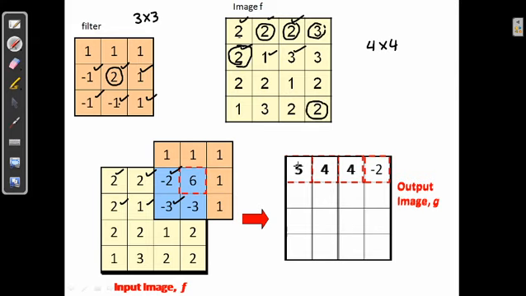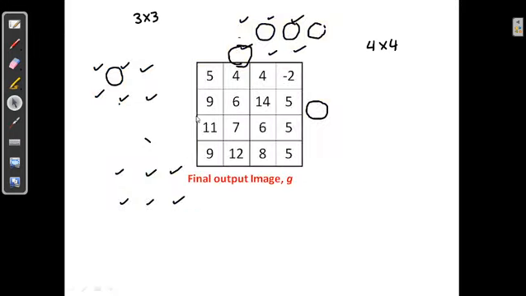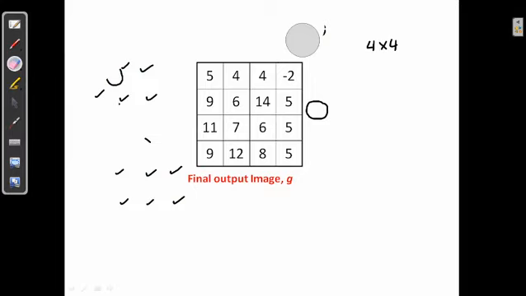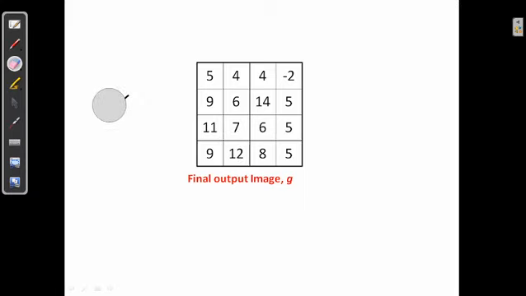When you reach the end of the image, the entire image would be altered. So when you go on doing this process, this would be your final output when you process the entire image.